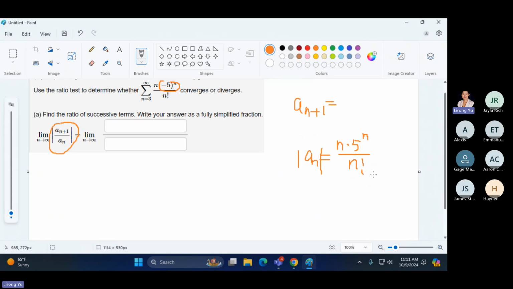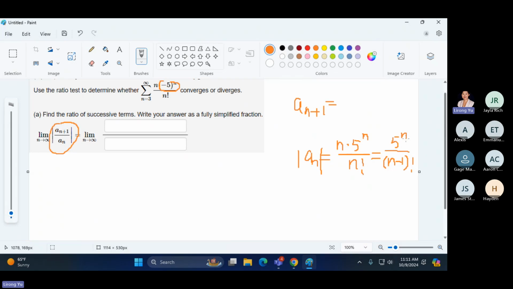There's an n in the numerator and an n in the denominator, so we can cancel the n. Factorial is multiplication: n, then n minus 1, then n minus 2. If we cancel the n, we have n minus 1 factorial, everything else multiplied other than n. So with n canceled, we have 5 to the power n over n minus 1 factorial. That's a_n. And then we're going to replace n by n plus 1.